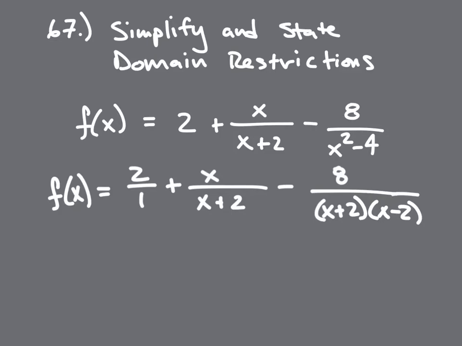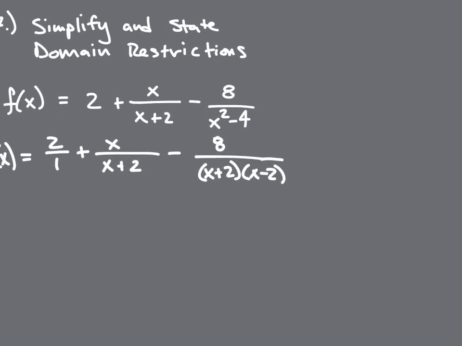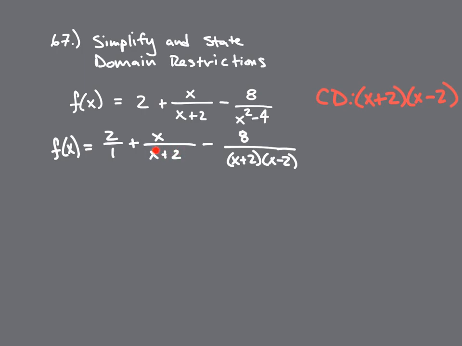All right? So my common denominator in this case, if you look at all the things, you've got a 1, an x plus 2, and then here you've got x plus 2 times x minus 2. This is my common denominator. All right? So I'm going to write that out, that my CD, my common denominator, is going to be x plus 2 times x minus 2. Okay? And so what I want to do is turn each of these denominators into my common denominator. Now, on this term, I'm only missing the x minus 2.